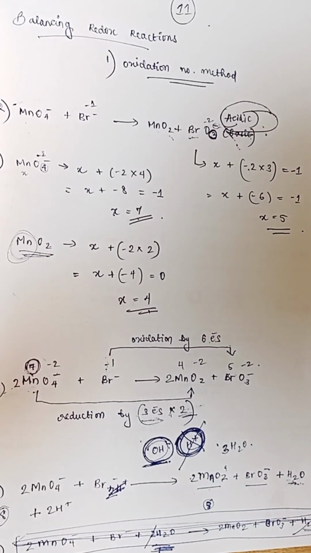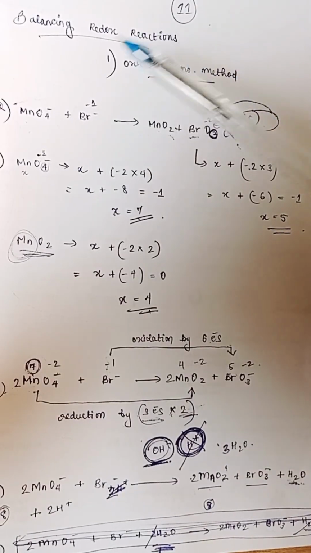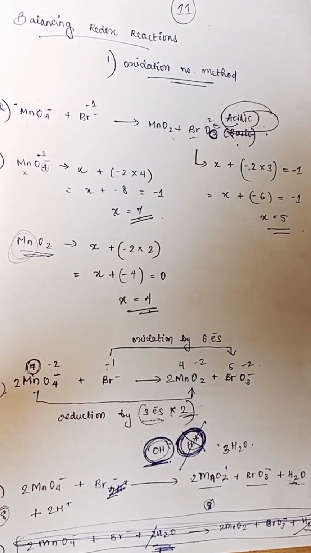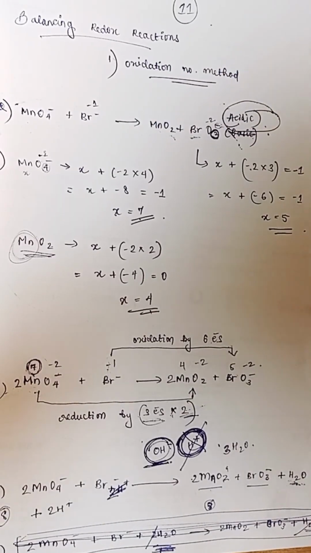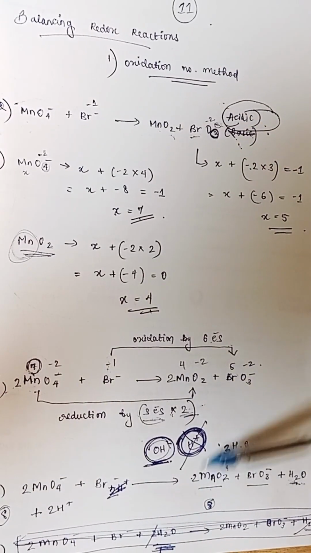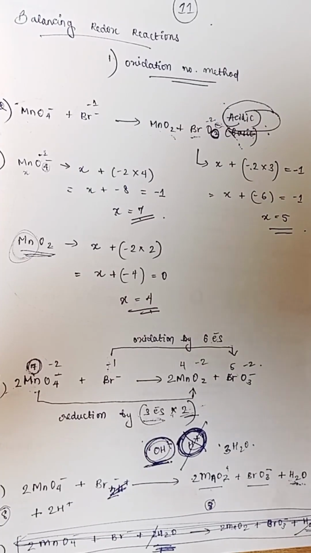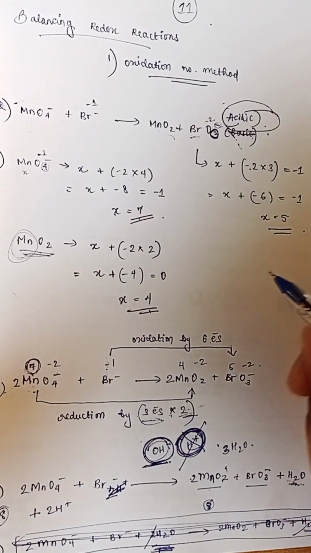So that is how you do the oxidation number method in balancing redox reaction. The next method is half reaction method, which I'll be doing in the next video. So I hope you understood how to do this and practice questions on your own. So I'll give you a practice question and find out the answer.